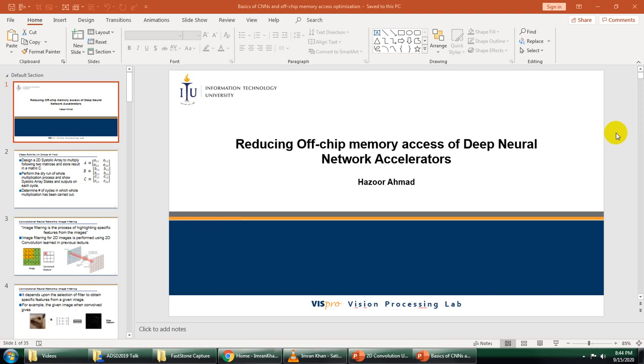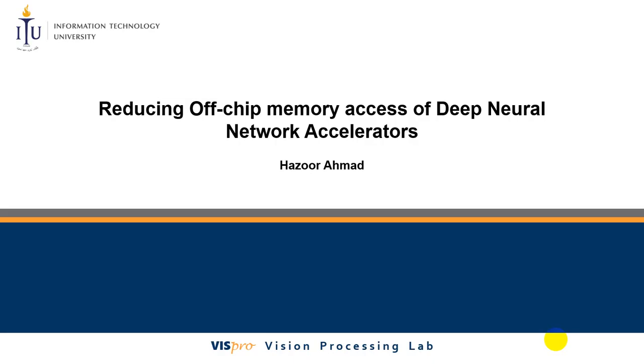Hello friends, today we will answer the question regarding the reduction of off-chip memory access. Why and how? First of all, we have to reduce the off-chip access in deep neural network accelerators. Therefore, we first introduce what deep neural networks are and how we have to process them.